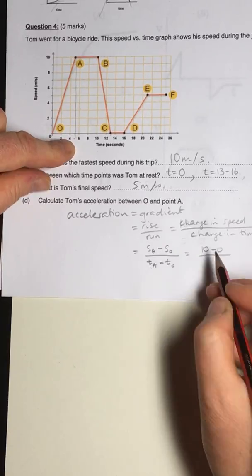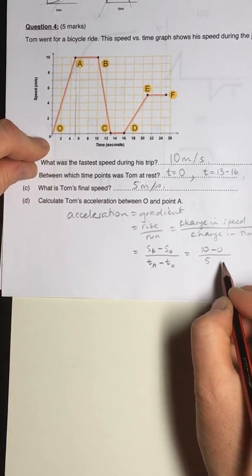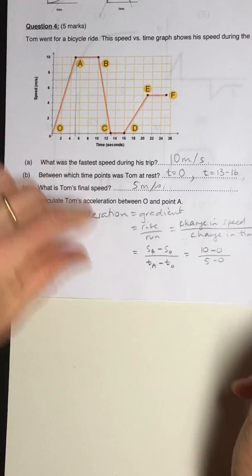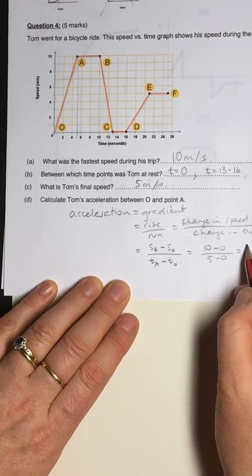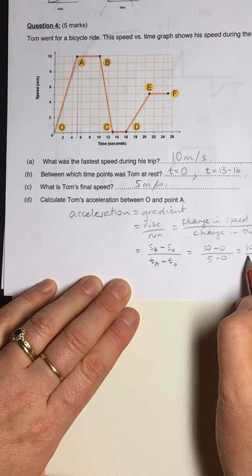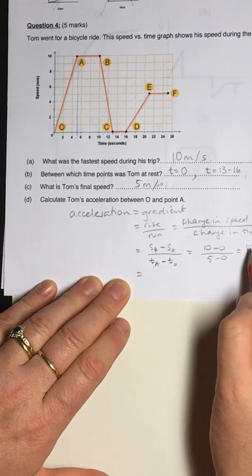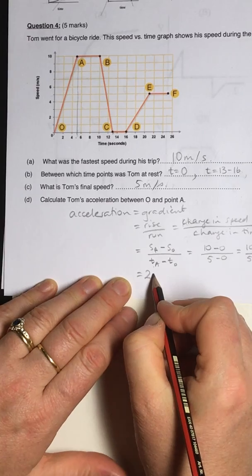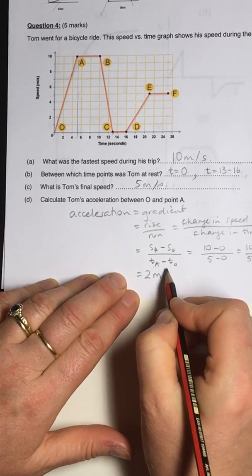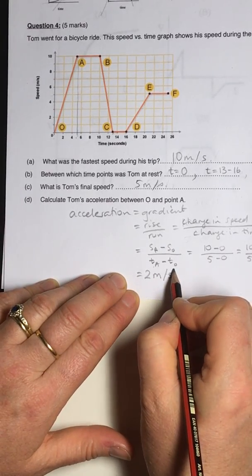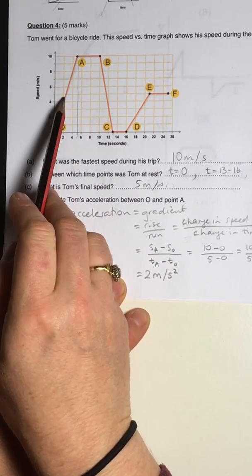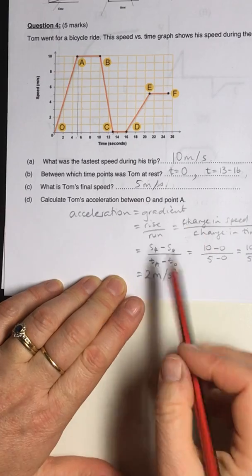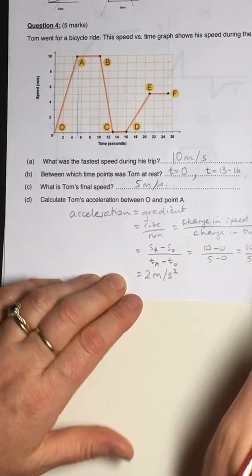The time at A is 5 seconds. The time at O is 0 seconds. So 10 minus 0 is 10. 5 minus 0 is 5. So our answer, 10 divided by 5, is 2 metres per second squared. Because here it is metres per second, and then we're dividing by seconds again. So it's metres per second squared.